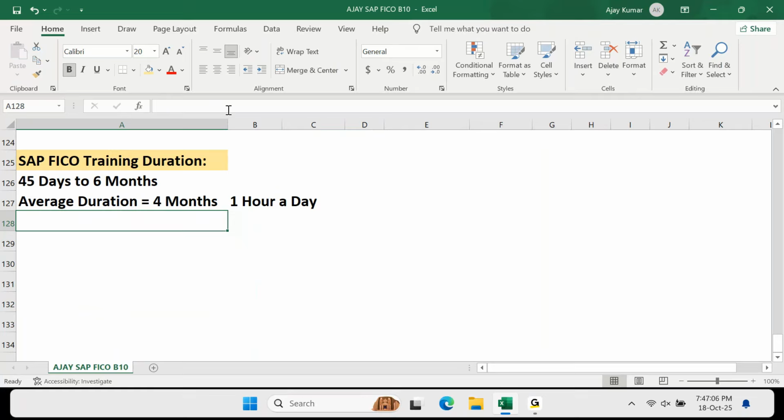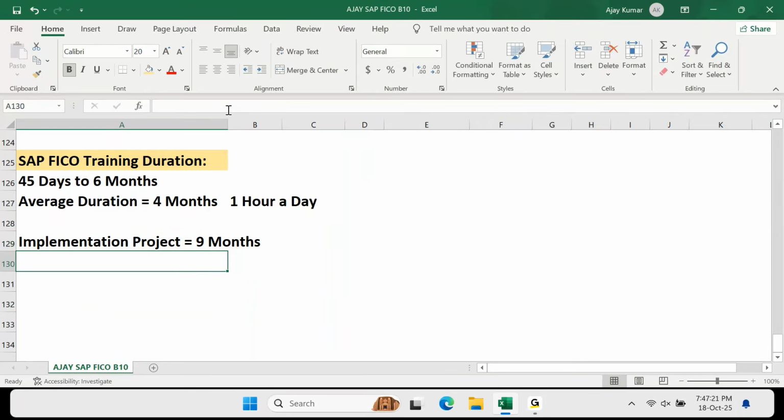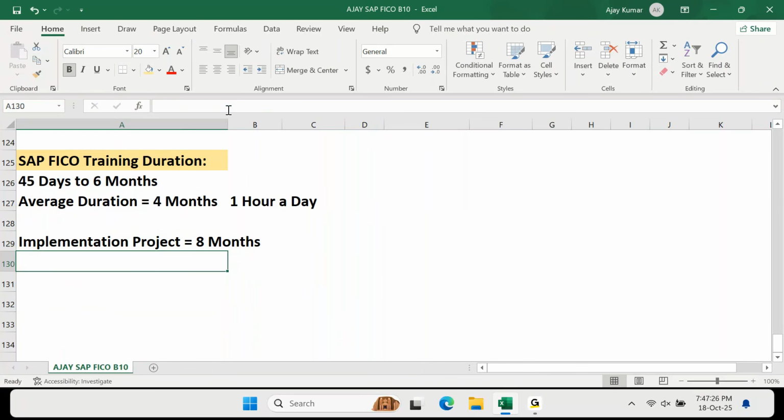Then for implementation project, assume that it takes 9 months. Clear? Minimum you take 9 months, or let us take 8 months on an average. It takes 8 months.